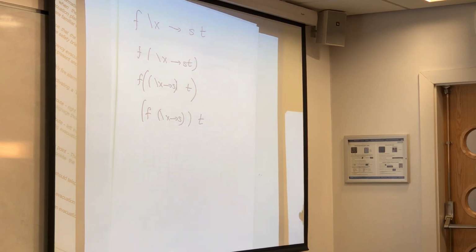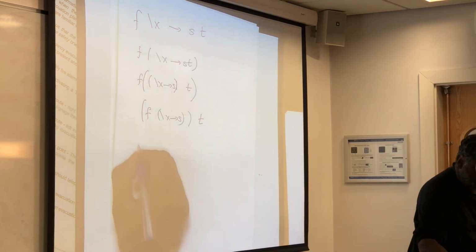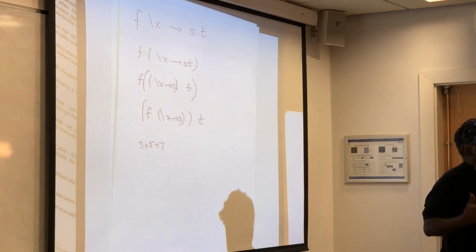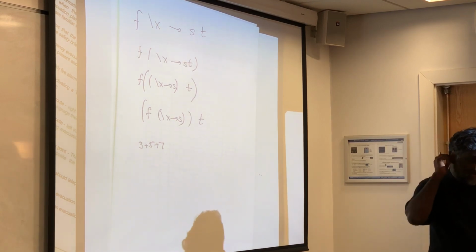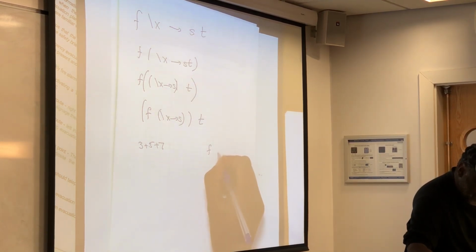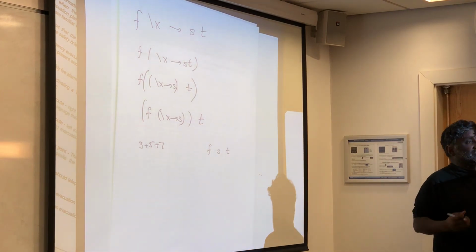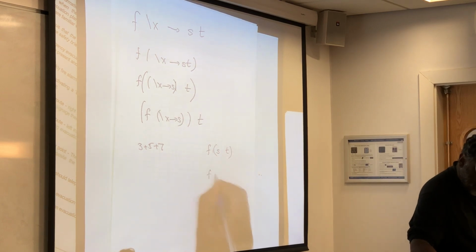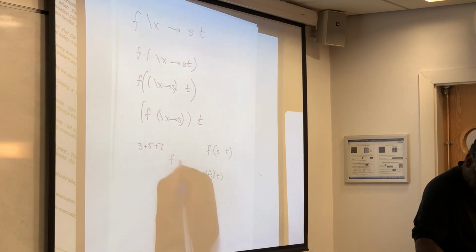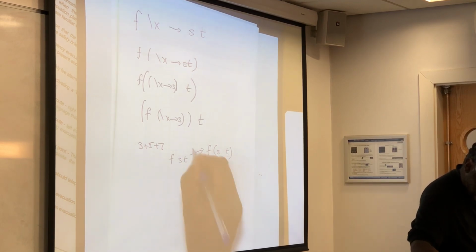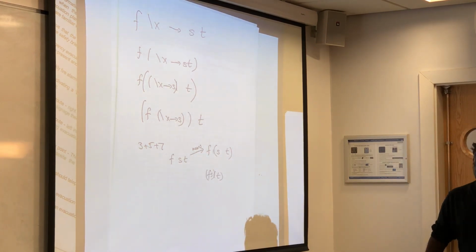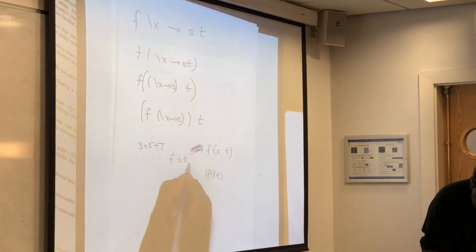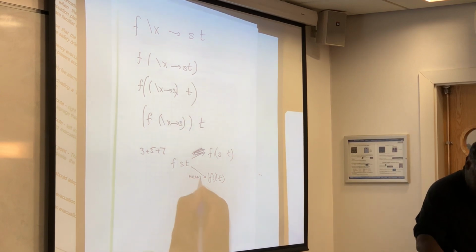Are there any questions on that? I think that's fairly straightforward. Sometimes, just like we write 3 plus 5 plus 7, and we have an understanding of what that means, if I was to write f applied to s applied to t, there's a convention. It could mean this, or it could mean this, but there's a convention which says this.